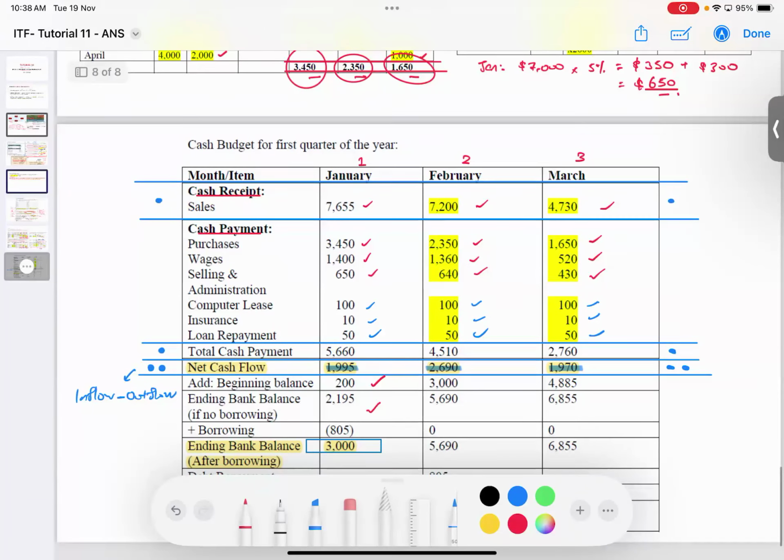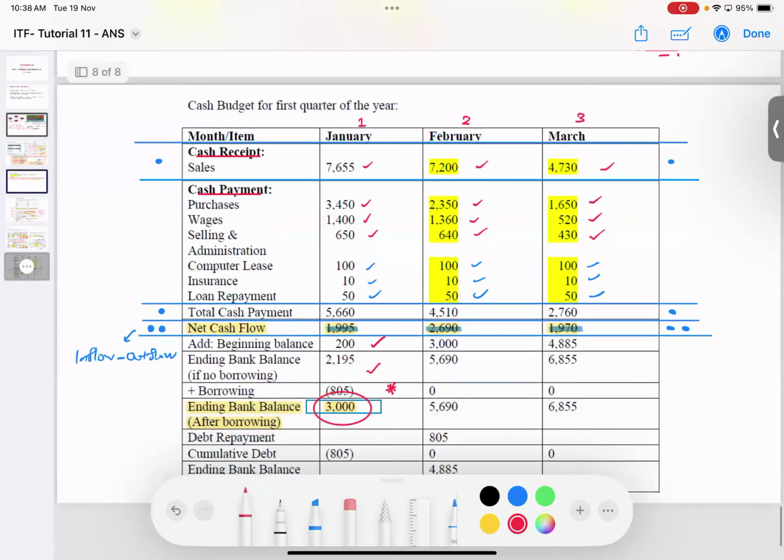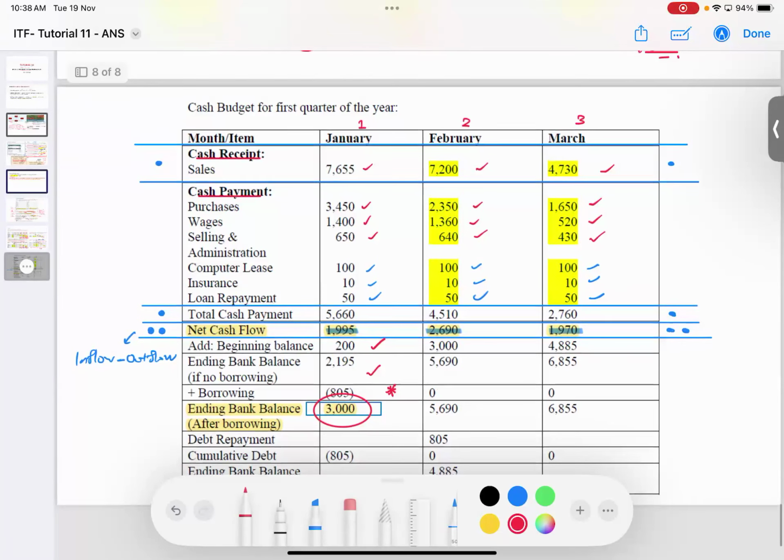So therefore you need borrowing. Same thing as well, for example during your interview, let's say the interviewee runs out of money, runs out of cash. Maybe you can propose borrowing. So here they propose borrowing to go back to the minimum balance of 3 million. Remember, all in thousands. So now they are owing the money, 805 already.